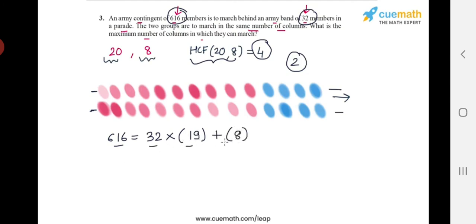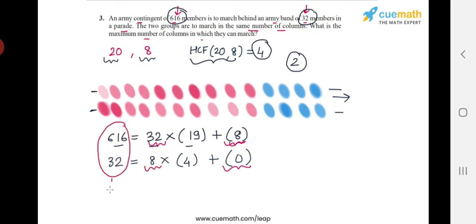Now, since the remainder is 8, which is non-zero, in the next step we will apply Euclid's division lemma to 32 and 8. So now we get 32 is equal to 8 times 4, and in this case the remainder will be 0. Because the remainder is 0, the division algorithm terminates at this stage, and the divisor at this stage is 8, and hence the HCF of 616 and 32 is equal to 8.